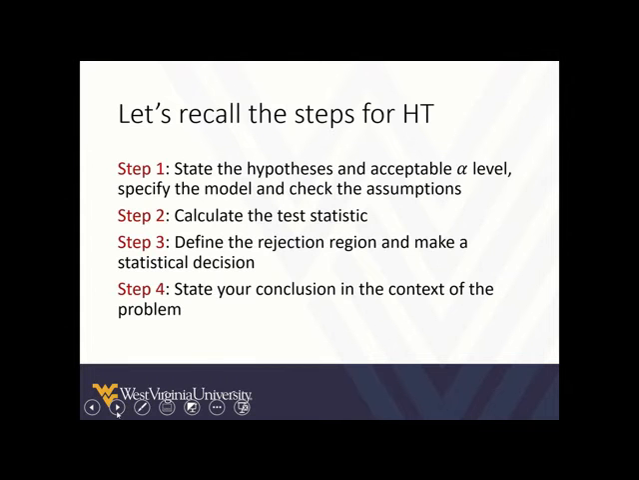So just getting started, I will try to go through this first part rather quickly because it is a review. So let's recall the steps for hypothesis testing. Step 1, we state the hypothesis, acceptable alpha level, and check our model and any necessary assumptions. Step 2, we calculate our test statistic. Step 3, we define the rejection region and make a statistical decision, that is, to reject or fail to reject our null hypothesis. And then step 4, we will state our conclusion in the context of the problem.